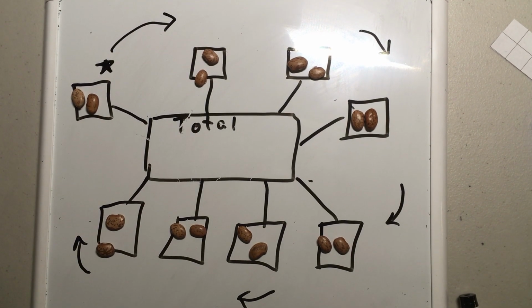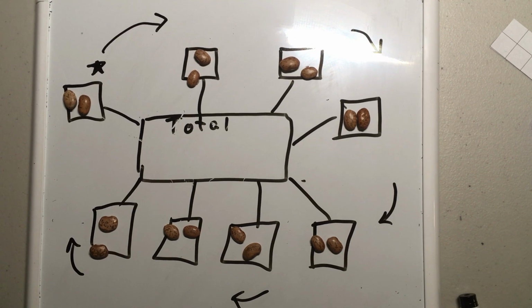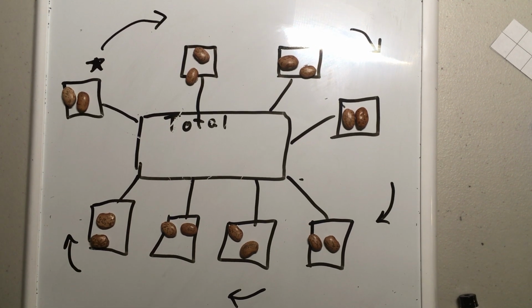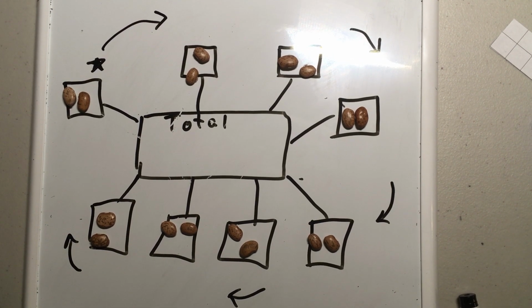So I noticed that there were 16 beans in total, and I put them into 8 equal groups, and there are 2 beans in each equal group.